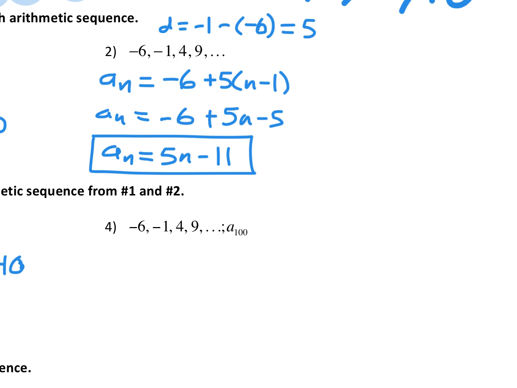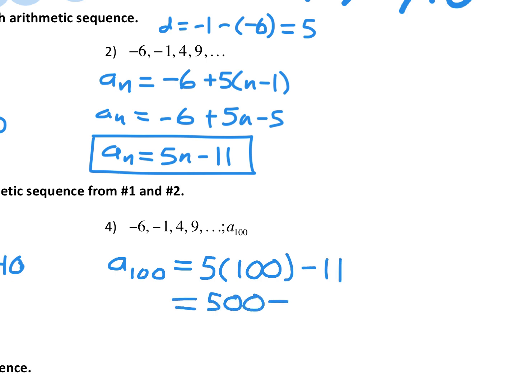All right, number 4 is the same sequence from number 2. We definitely don't want to expand the list to include all of the first 100 terms. So let's only find the 100th term. So n is 100, 500 minus 11. So the 100th item in this list is 489.